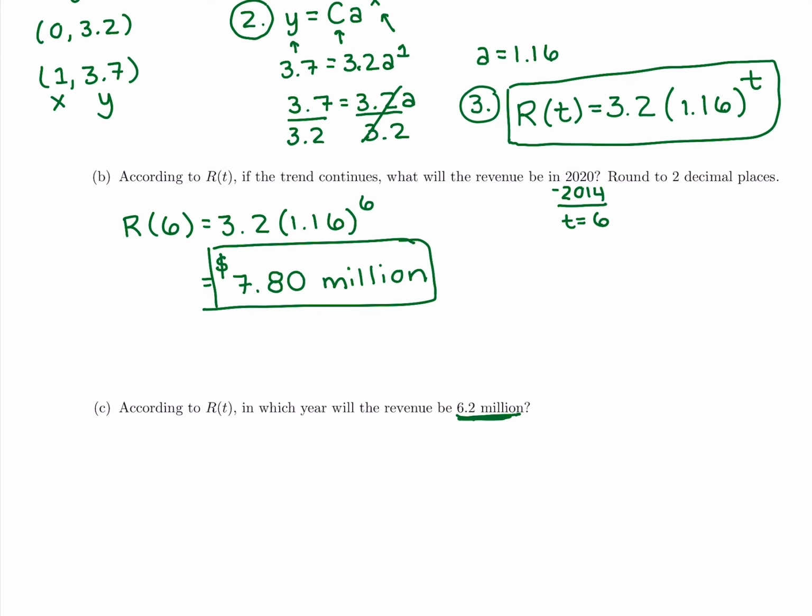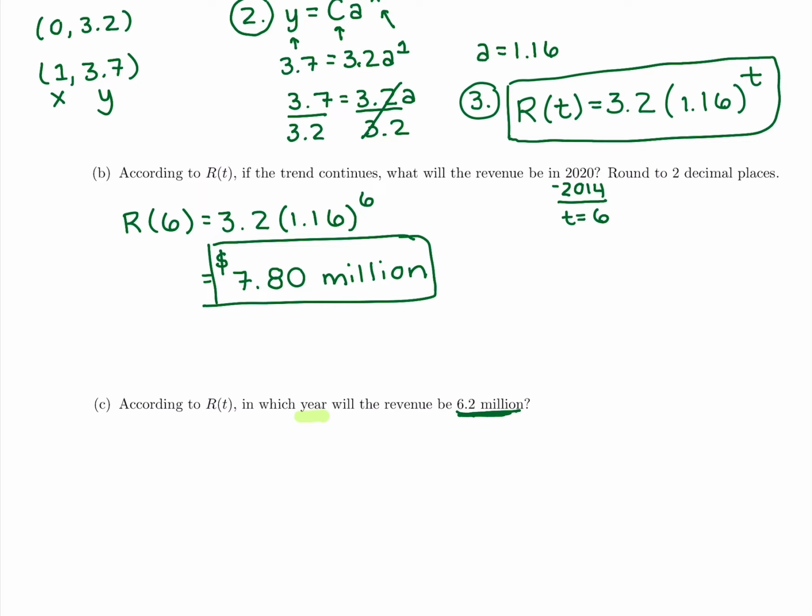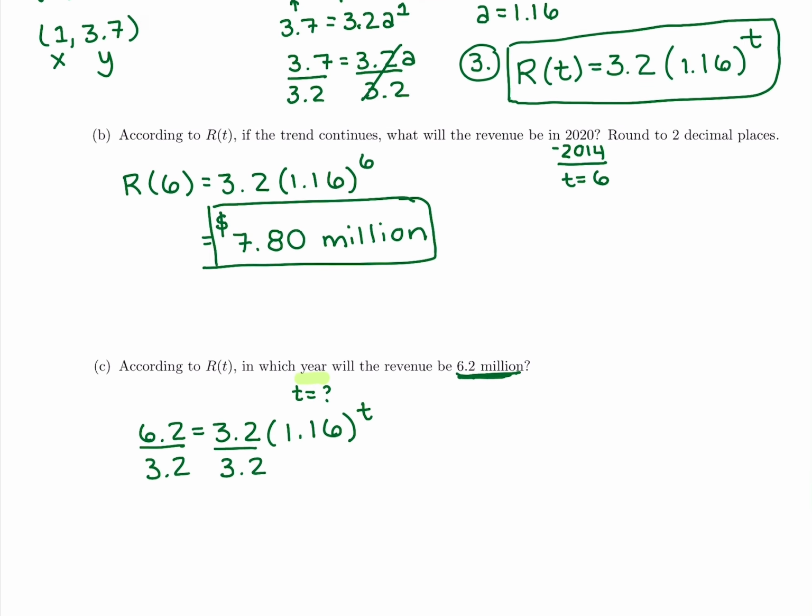So I'm going to replace R of T, that revenue, with a 6.2 and figure out what T value would give us that. So we're trying to figure out the T, to figure out which year. So I'm going to say 6.2 equals 3.2 times 1.16 raised to the T. I want to get the T by itself. So first thing I want to do is divide by 3.2 to get that exponential on one side by itself.